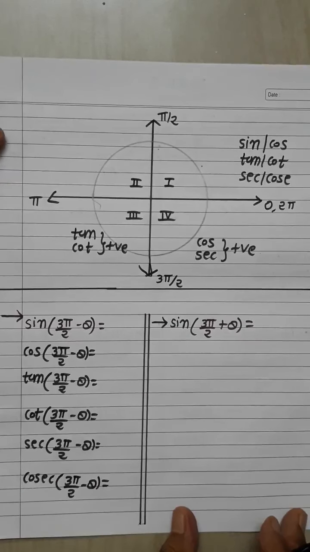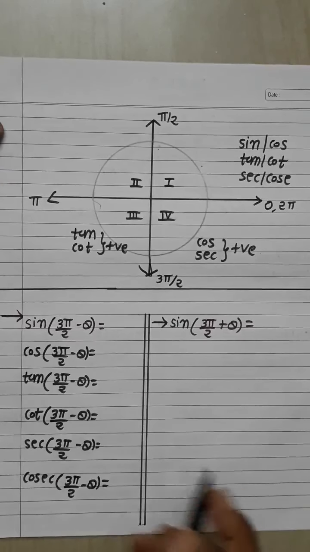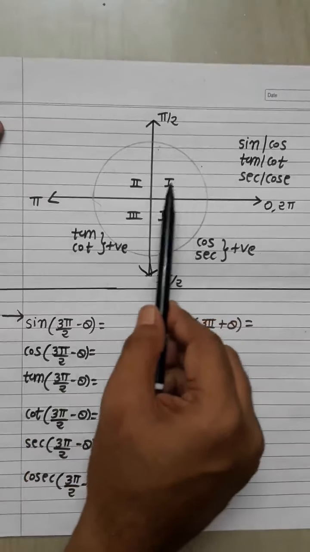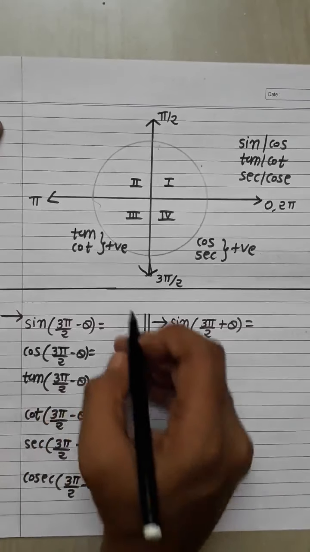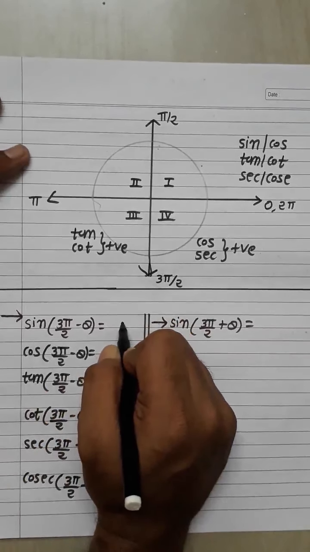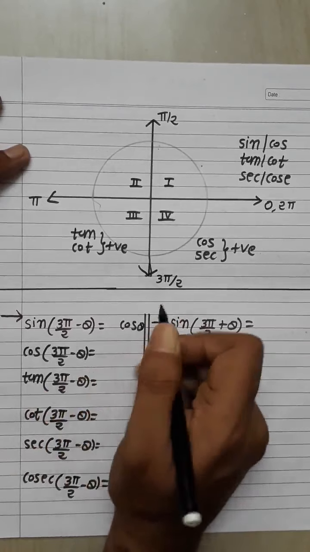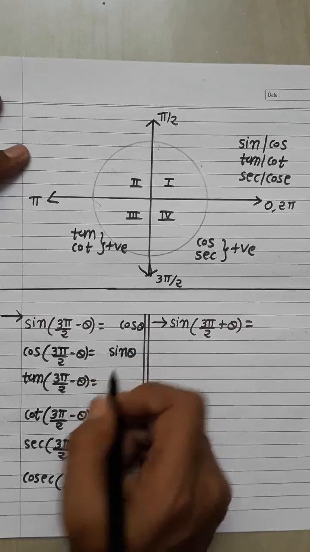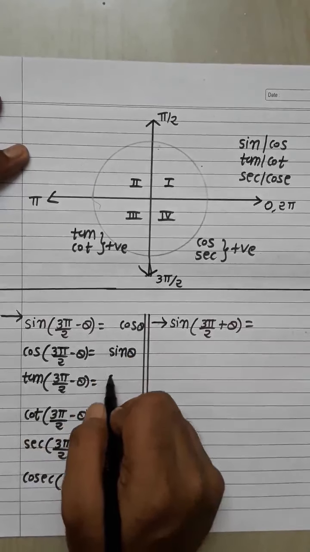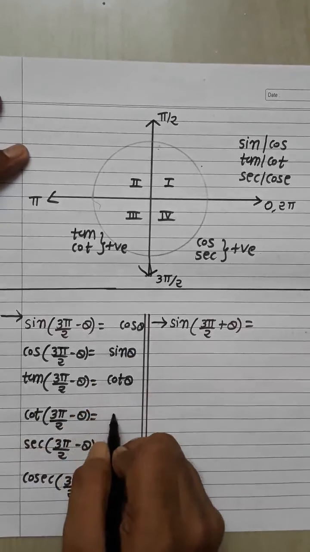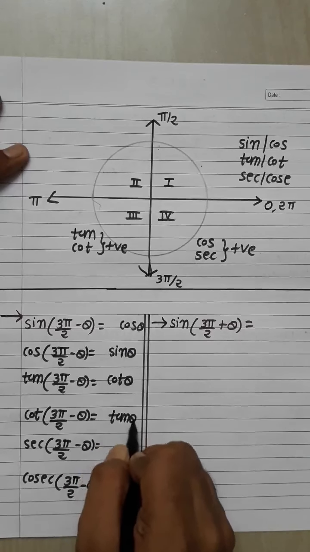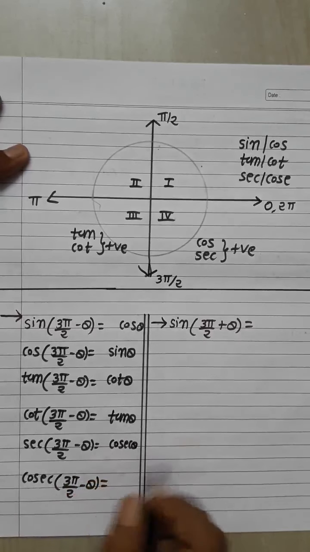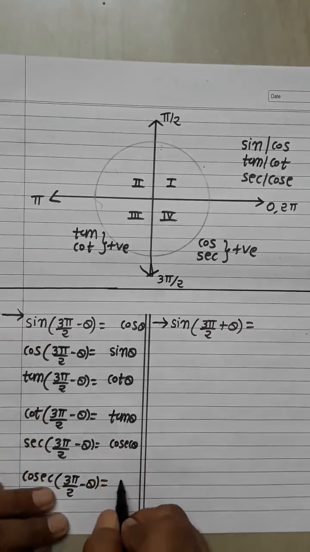Now how can we find out? First of all, since the π/2 form is present, this value is present on the y-axis. So first of all, change the position of the function. Sin in place of cos θ, cos in place of sin θ, tan in place of cot θ, cot in place of tan θ, sec in place of cosec θ and cosec θ in place of sec θ.